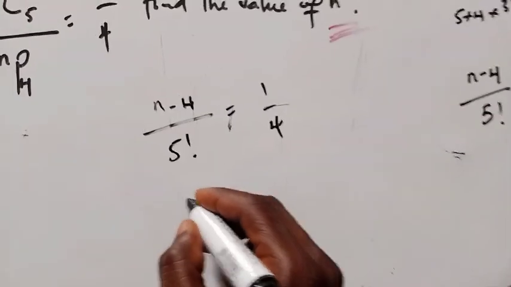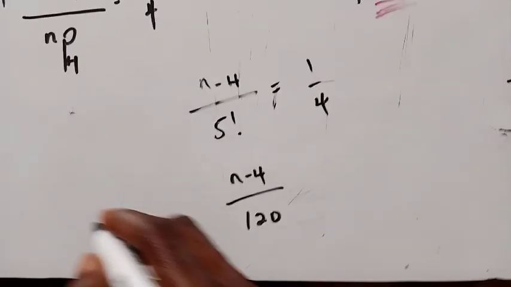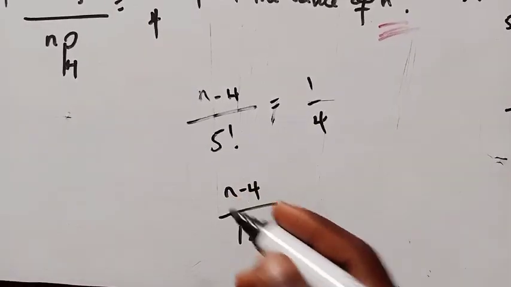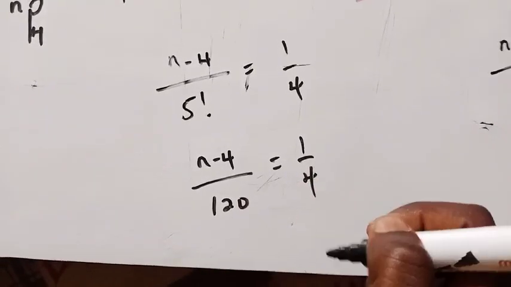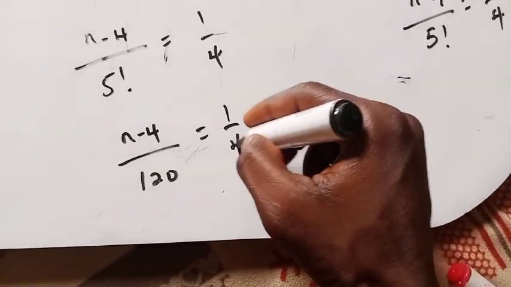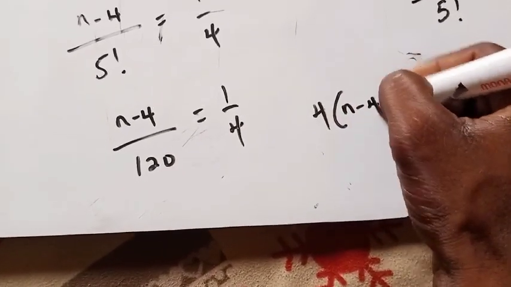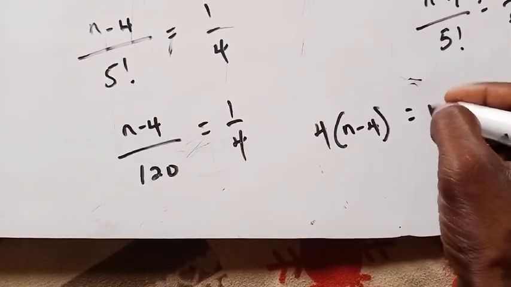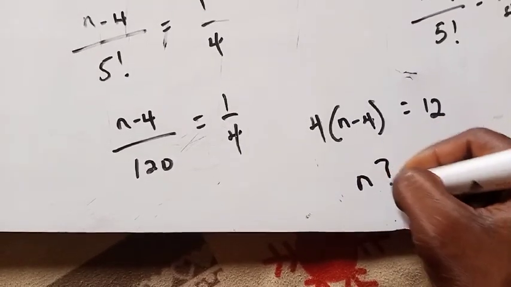So the 5 factorial here is going to be 120, right? You may check that. That's 5 multiplied by 4 multiplied by 3 multiplied by 2 multiplied by 1. So everything is equal to 1 on 4. Now you can easily solve this by cross multiplying, right? So we have 4 multiplied by n minus 4, and then this one multiplied by this, that's going to be 120. So solve this and give me the answer for n in the comment section below, right?